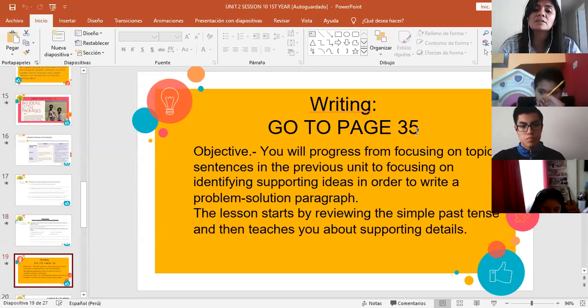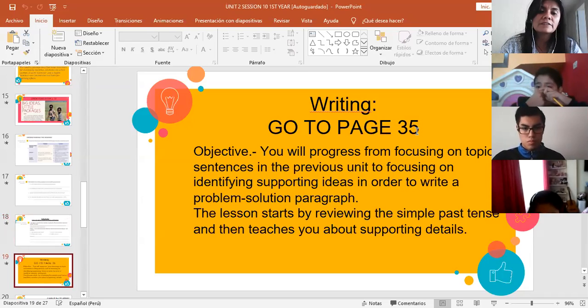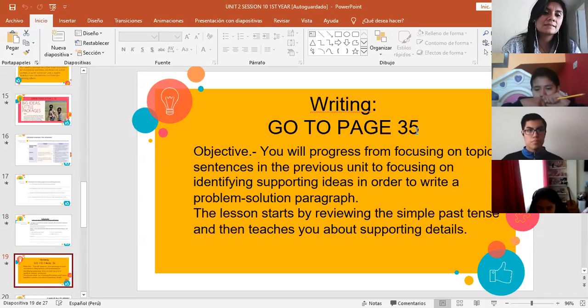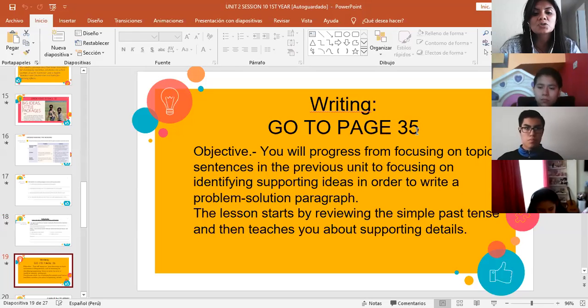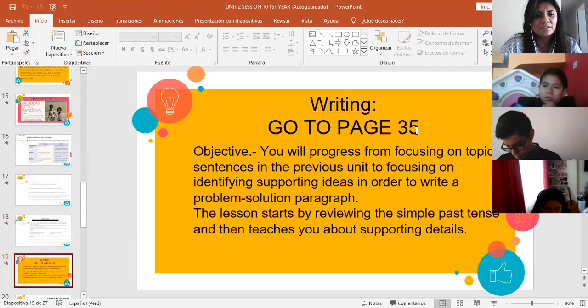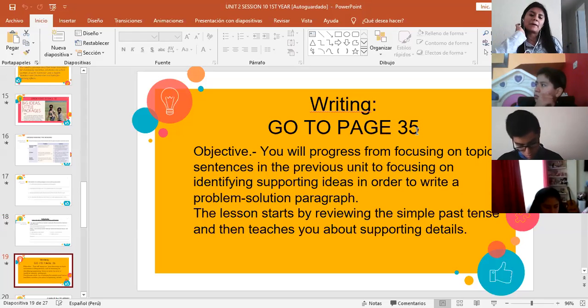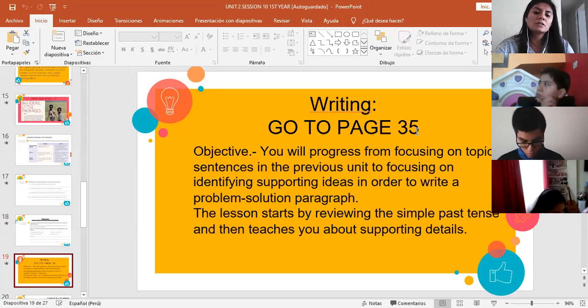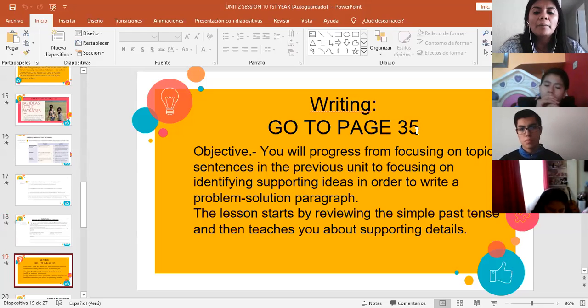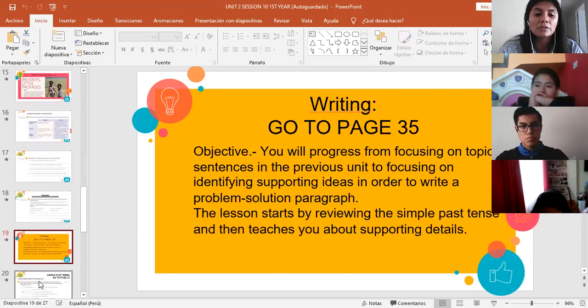Obviously, the lesson starts by reviewing. You are going to remember it, because in the whole class, the whole units, and the whole sessions, we were describing some inventions. Inventions that some people invented in the past, no? Those are not something in the present, something that was invented in the past. So Anne teaches this lesson about the supporting details. So we are going to focus on this, but let's start on page 35.